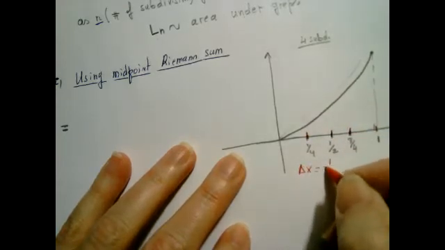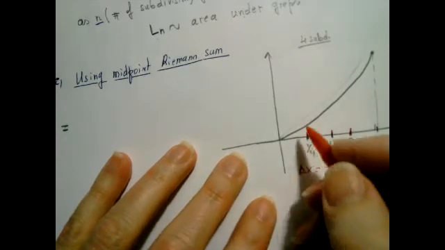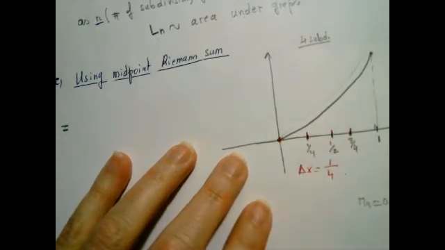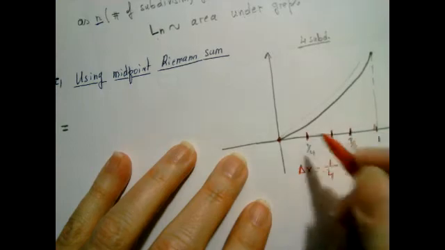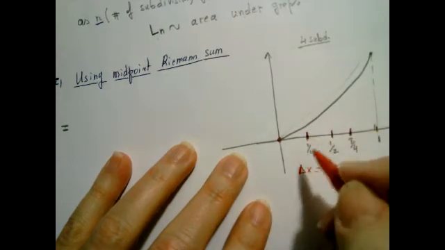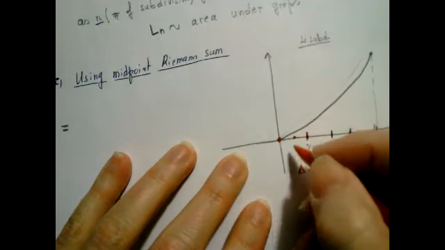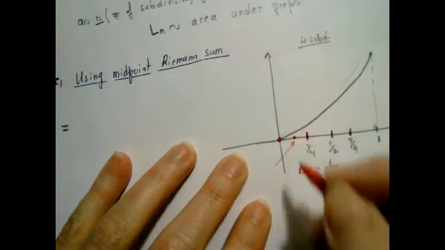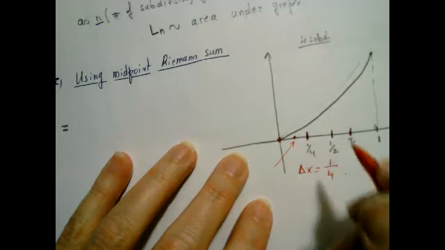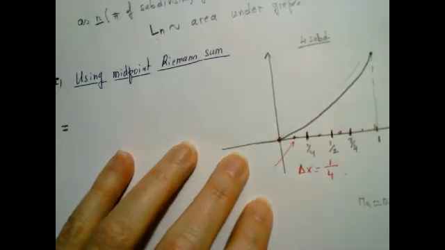But then what are we going to take for height? For the left Riemann sum we took for height the value at the left point. For the right, we took for height the value here. For the midpoint, we take for height the value of the function right in the middle, this point. So this point, this point, this point, and that's my height.